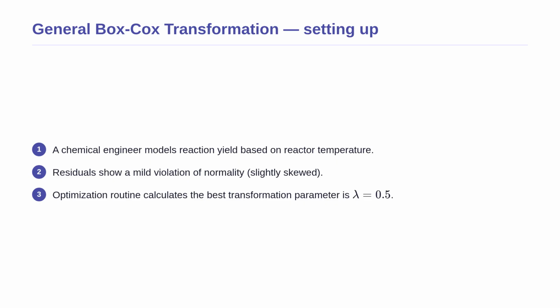The engineer runs a Box-Cox optimization routine, which calculates that the best transformation parameter to achieve normality is lambda equals 0.5. Because the parameter is not 0, we cannot simply use the natural logarithm like we did in the previous example. We need to apply the primary Box-Cox formula.